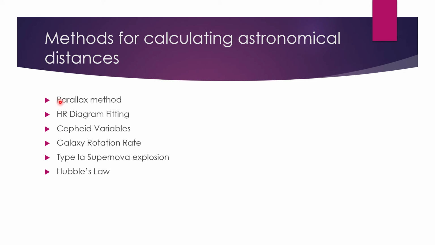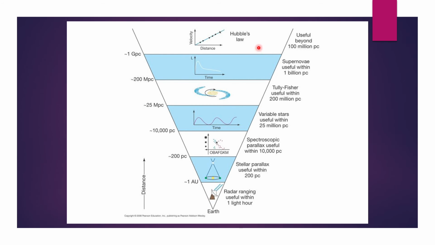Now, between the parallax method and the HR diagram method, the parallax method is used to calculate shorter distances, while the HR diagram method can be used to calculate farther away distances. You can see that in the diagram shown here. We'll start from the bottom. One can use radar ranging, use of radar, which is useful within just 1 light hour. If the object is farther away than that, then the parallax method is used, which is useful within 200 parsecs.